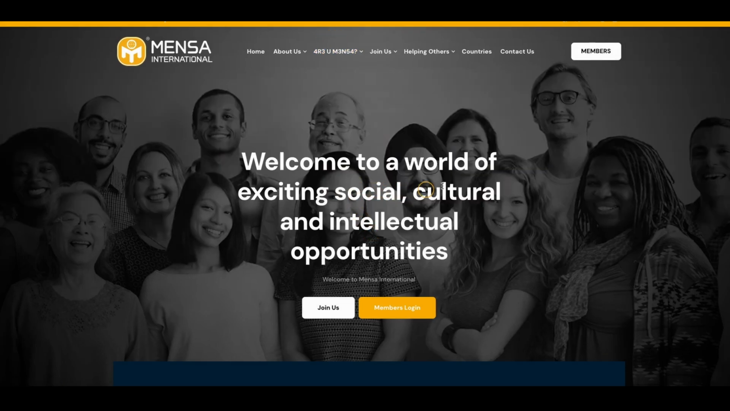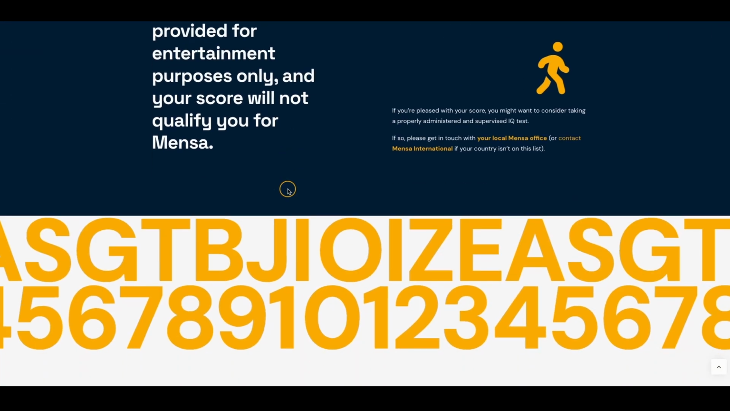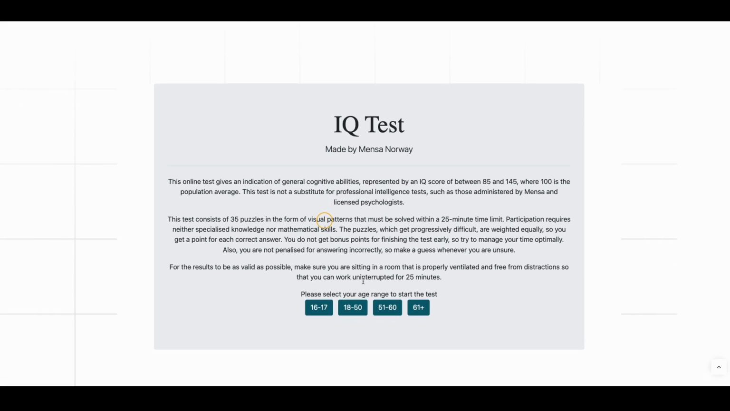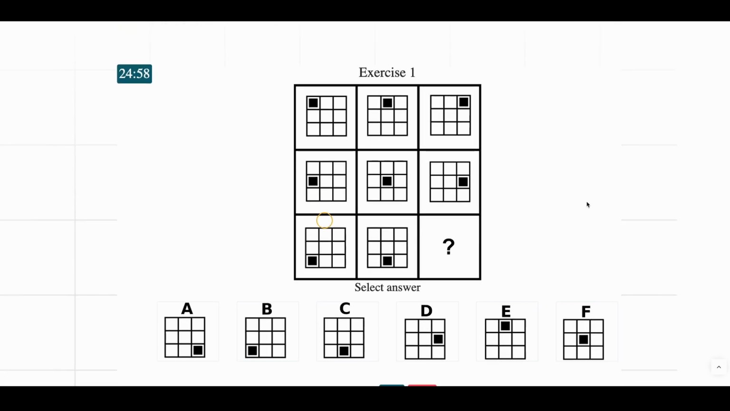To access the IQ test, just go to mensa.org. Are you for Mensa? Take IQ challenge. Scroll down all the way here. Let's start. Select your age and start test. The first few are going to be pretty self-explanatory. This one, just A. It's the matching grid to its grid cell.